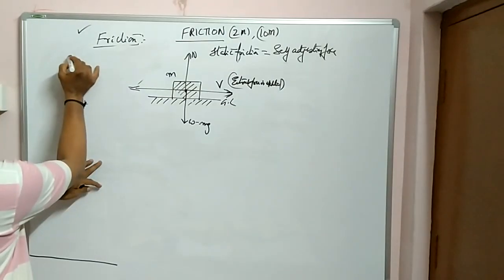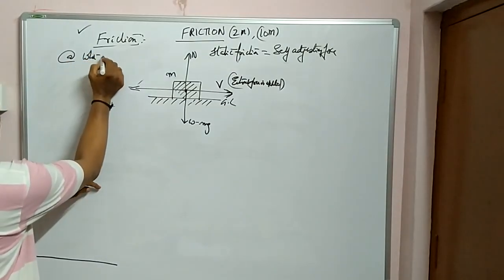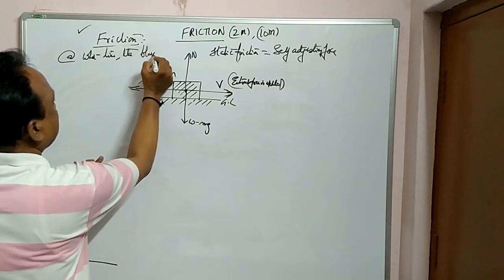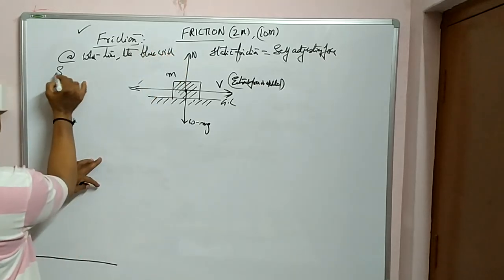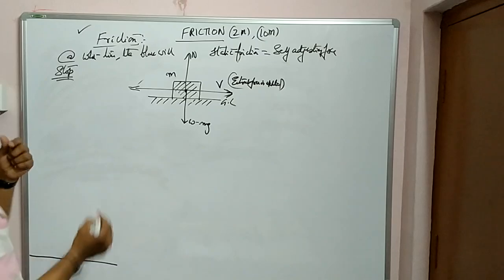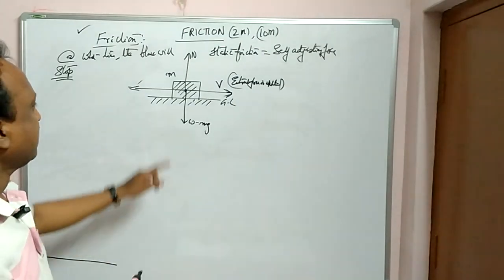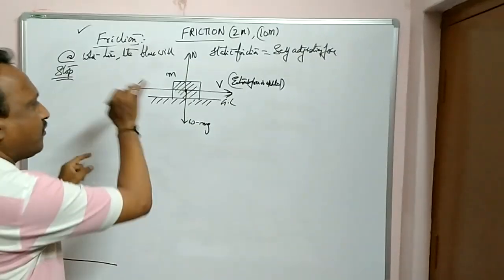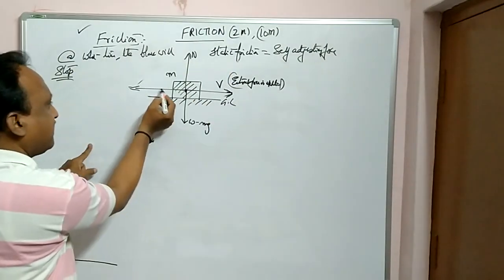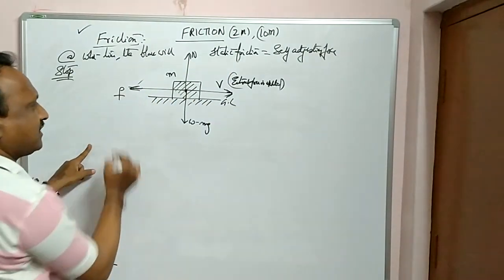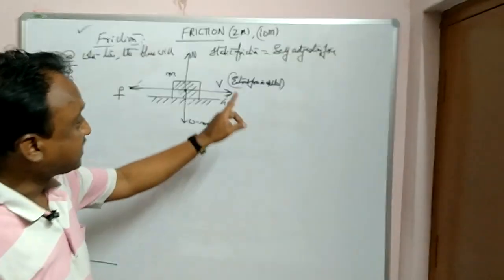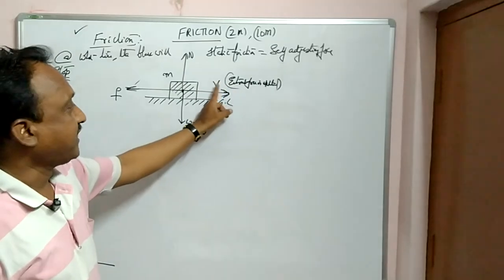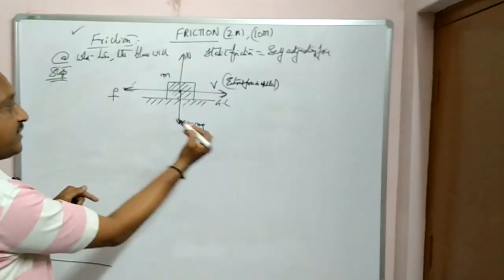What is the question here? At what time will this block stop. This is the question. So here a block is resting on a ground surface. Of course small friction is there, and since the block is moving in this direction, friction will be in this direction. Already he has given it is moving with a velocity v. So when it is moving in this direction, friction will be in this direction.